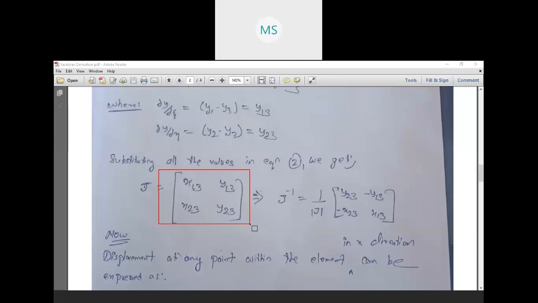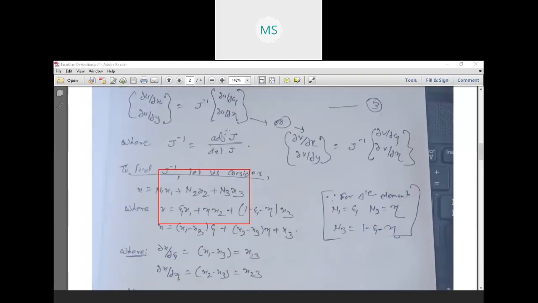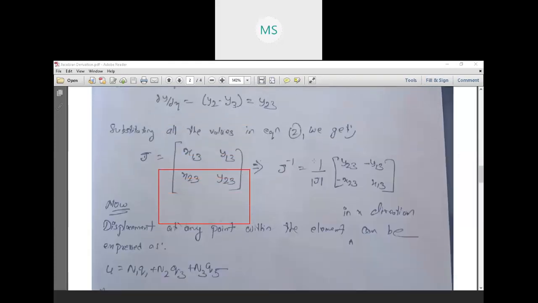Correct? So if this is J, then what will be the J inverse? J inverse will be 1 by J into the transpose of that, or the adjoint of that. So that's what we have written here. You can see adjoint of J divided by determinant of J. So this is giving you the determinant of J, and this is your adjoint.